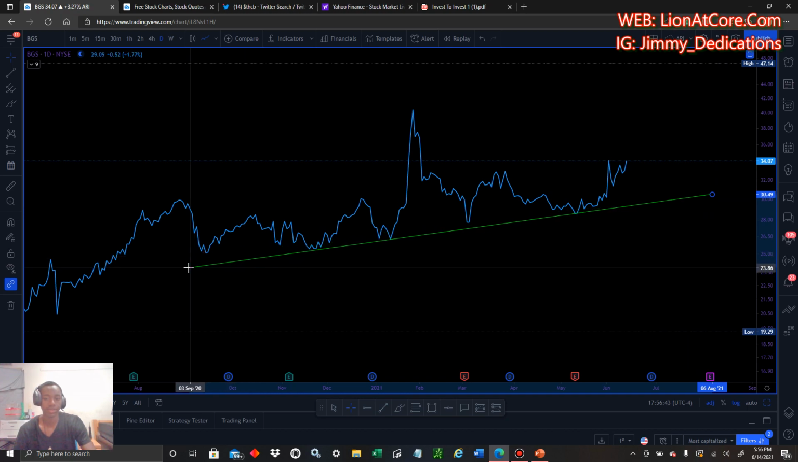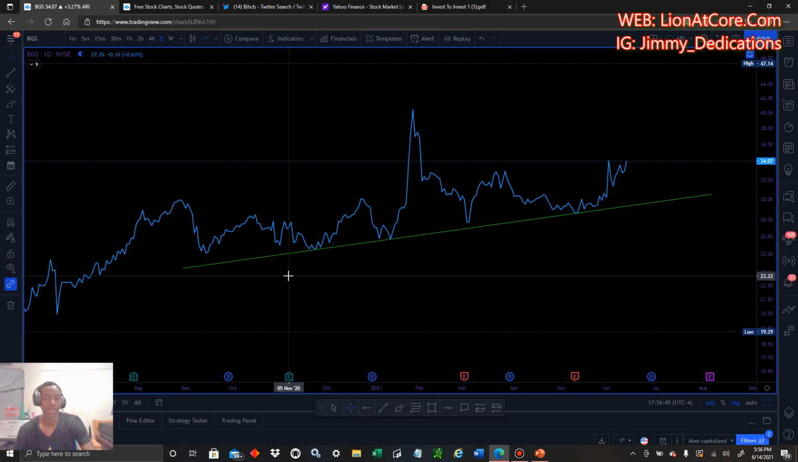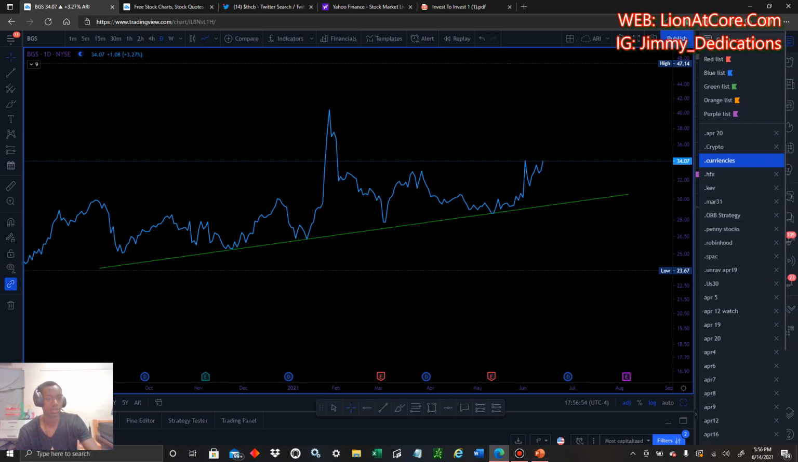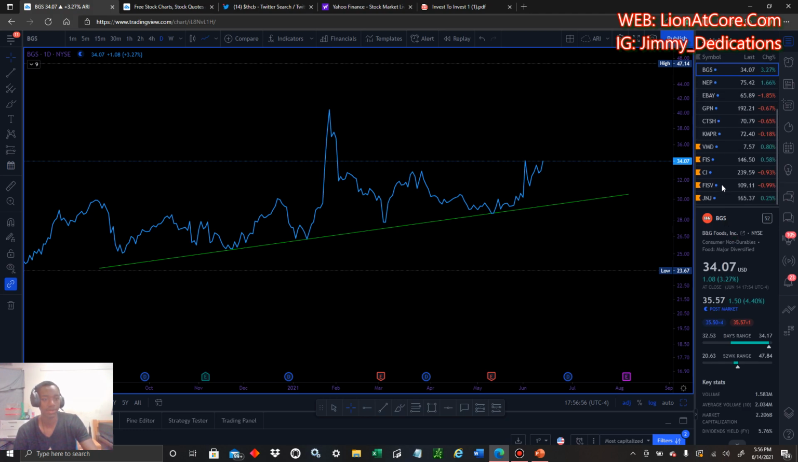Let's fix it a little bit. Boom. Now we know every time BGS comes to this green line, it bounces up. Now that's how you predict what the market is gonna do. Let me actually go to something real that's happening right now.